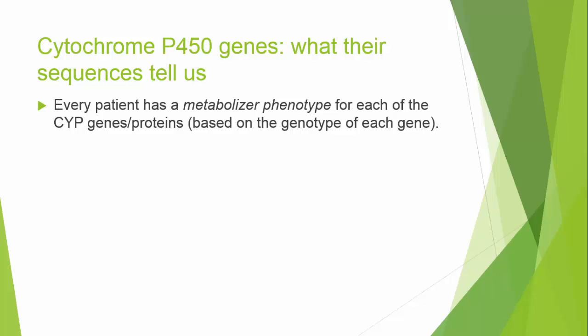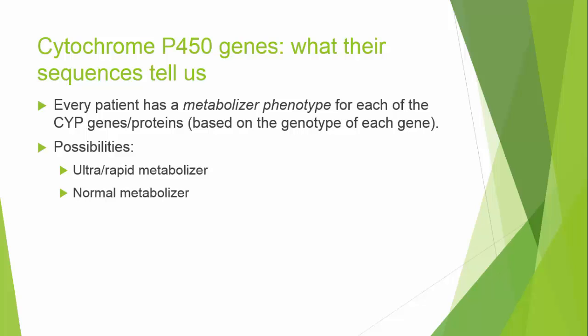Here are several phenotype possibilities. A person could be an ultra or rapid metabolizer, meaning that they're going to take that prodrug that's being introduced into the patient's system and rapidly convert it into its active drug. They may be a normal metabolizer, meaning they're going to make that conversion at a fairly normal rate. They may be an intermediate metabolizer, which is somewhere between very slow and normal, or they may be a poor metabolizer, so that conversion is done at a very slow rate, or sometimes not at all.